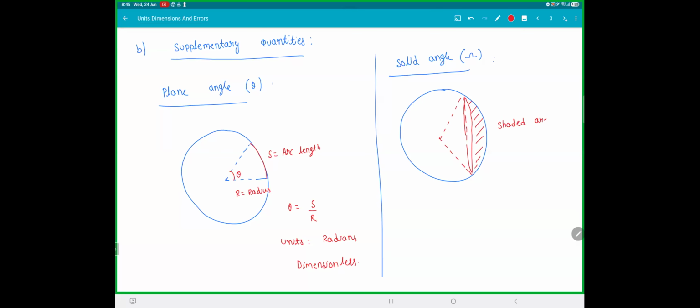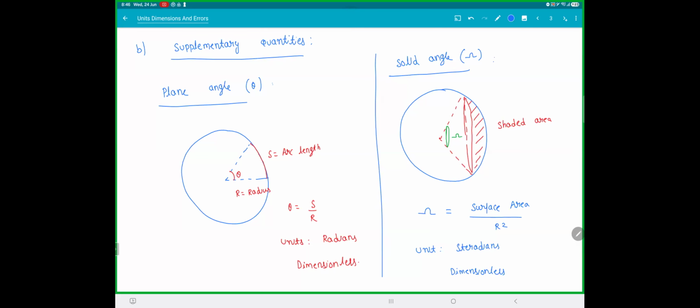So the shaded area. Here, this solid angle is a 3-dimensional angle, this green one, that circle. It is given by surface area by r square. The units are steradians. So you can say this is a 3D angle. Theta is your angle in a plane. This is also dimensionless. So in total, we have 7 fundamental quantities and 2 supplementary quantities. Both are angle based. So these are the 9 quantities you need to explain anything in physics.